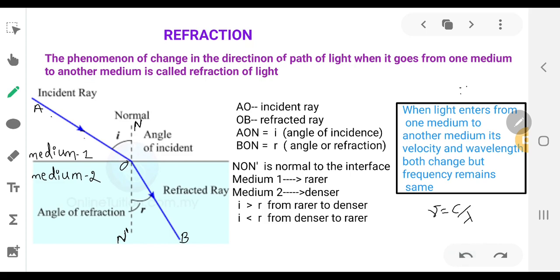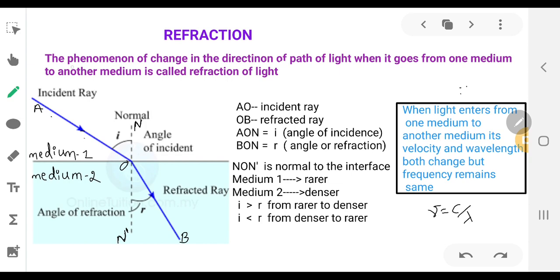Then this process is called refraction of light. When light enters from one medium to another medium through the surface, it is called refraction. But when it enters from one medium to another medium, a change takes place. That is, there is a change in its direction of propagation.